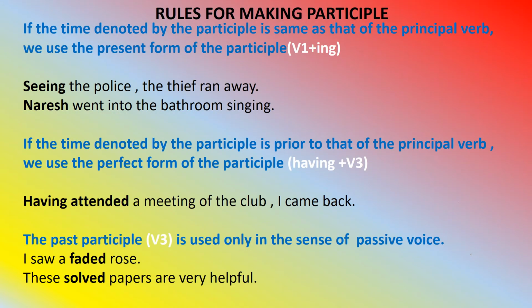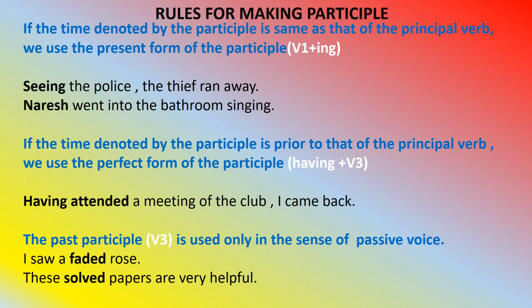Now let's talk about some rules for making participle. If the time denoted by the participle is same as that of the principal verb, we use the present form of the participle. V1 means verb first form plus ing. For example, seeing the police, the thief ran away. So here both the actions of seeing and running are at the same time. Next example, Naresh went into the bathroom singing.